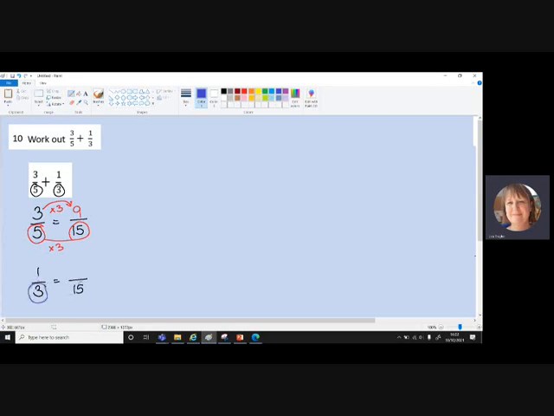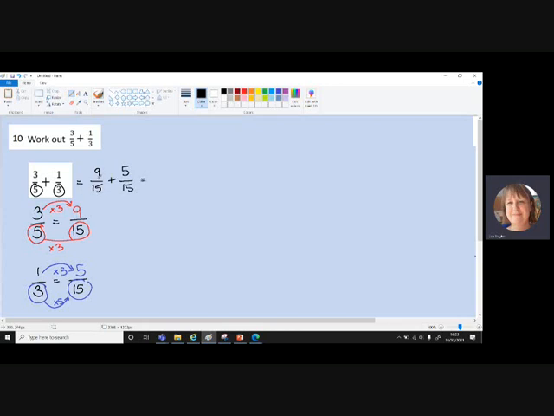Okay, so now let's go down to our third and apply the same rule. So what do we need to times 3 by to get to 15? Well, that needed to be times by 5. So I have to times the 1 by 5 also, and that would give me 5 out of 15. So our 3/5 and 1/3 is equivalent to 9/15 and 5/15.